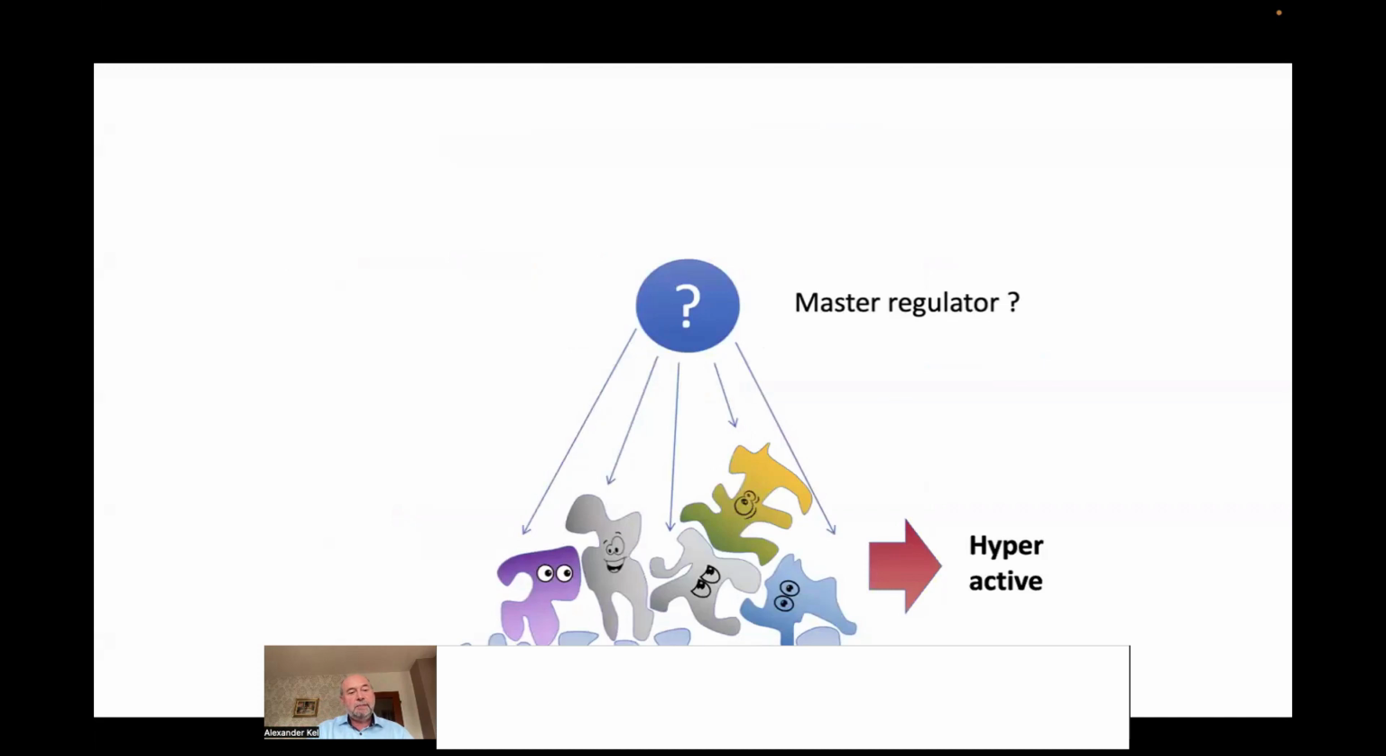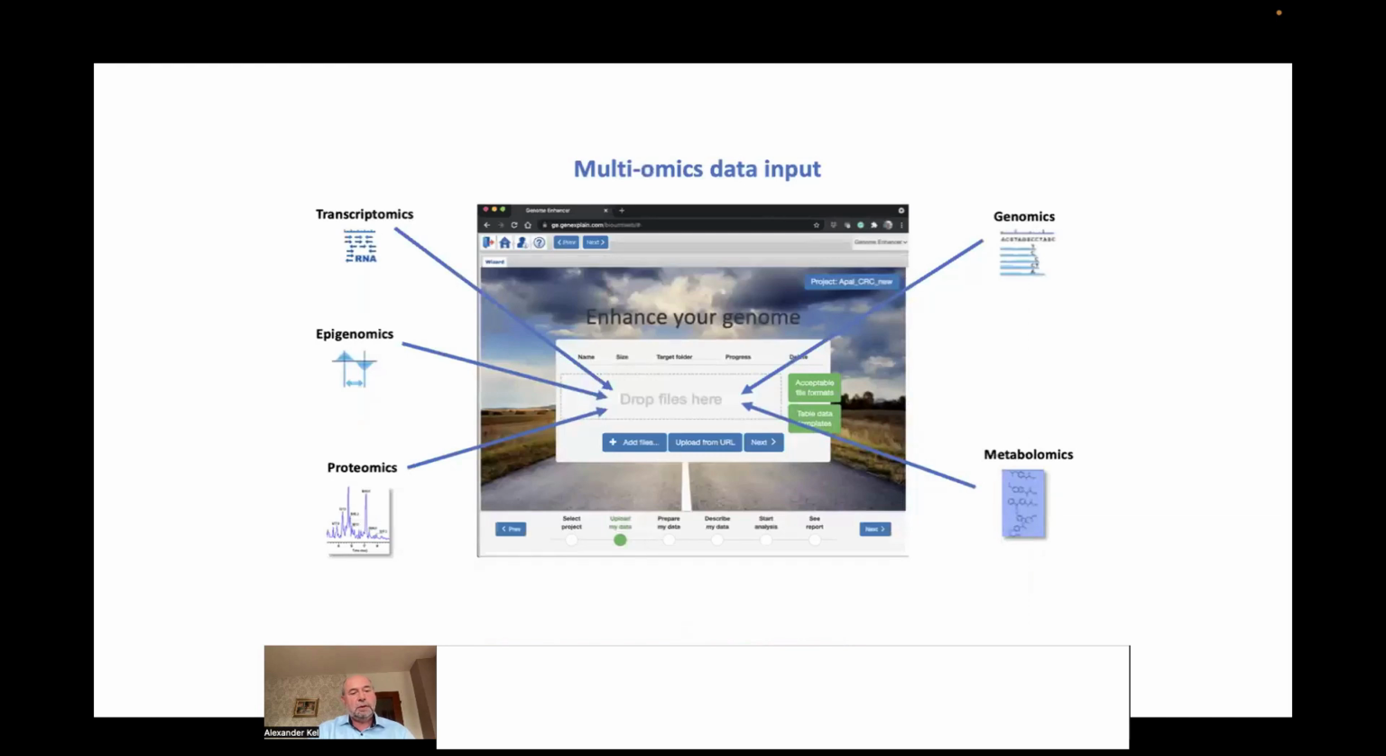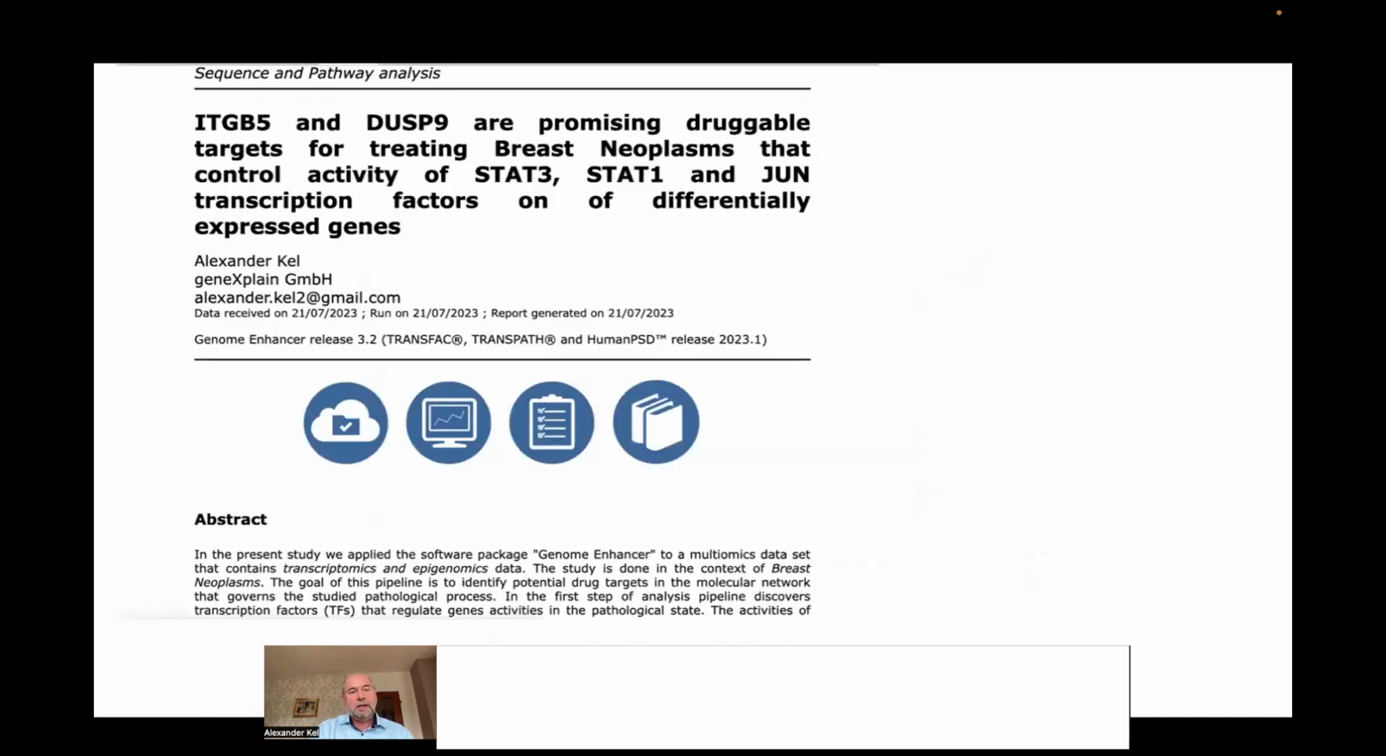So in the last few minutes, I would say, okay, we found the factors, and now we want to go further, as you've seen in the first slide. We want to find the master regulators, and finally we want to find the drugs. And for that, we have a tool we call Genome Enhancer, which can do it practically automatically. You put the transcriptomics and epigenomics together, press a big red button, and then it goes through many processes. It analyzes upregulated and downregulated genes.